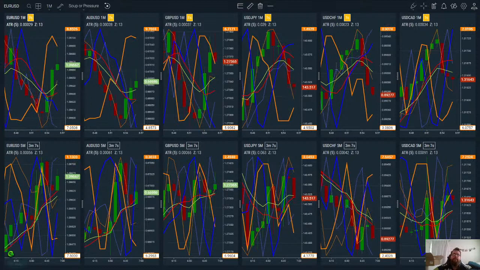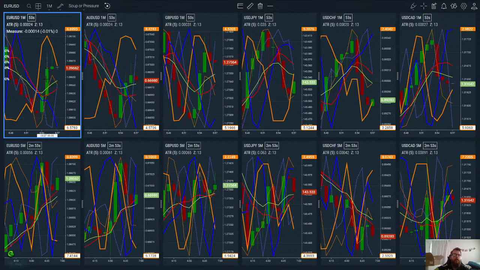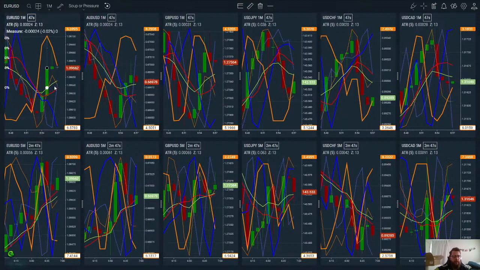So we are actually in the middle of a trade right now. We just went long on the euro US dollar, give or take about right here. Went for 24 points, almost 2.5 pips.